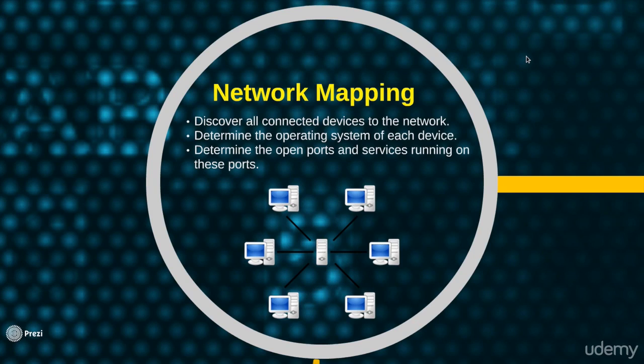So in the previous video we saw how we can map or discover all the connected devices to our network. We were only able to get very basic information such as their IP address, their MAC address, and the manufacturer of the MAC address.